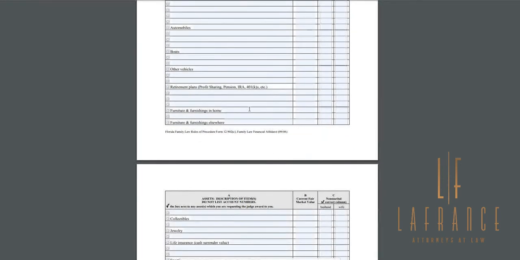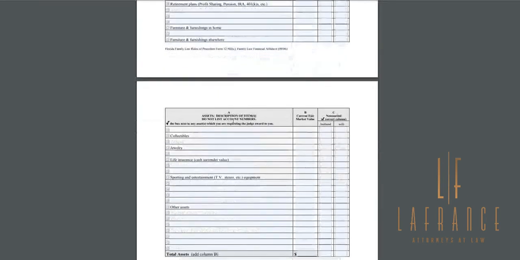Furniture and furnishings in the home, again, generally speaking, this is garage sale value. It's not replacement value. It's not what it cost you to purchase the item. It is garage sale value. Sometimes if people have antiques, that can increase the value for this section here.